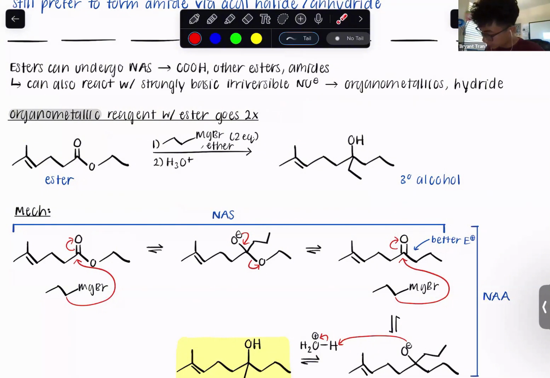We're going to add the R group 2 times, right? So this leaving group is going to leave, and we're going to add the R group 2 times. And because the R group is 1, 2, 3 carbons, this is also going to be 1, 2, 3 carbons, right? Where we add the R group 2 times.